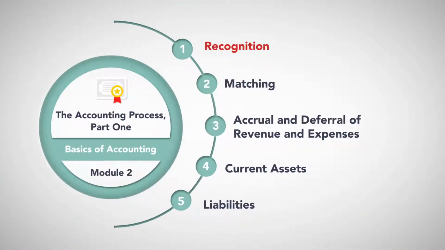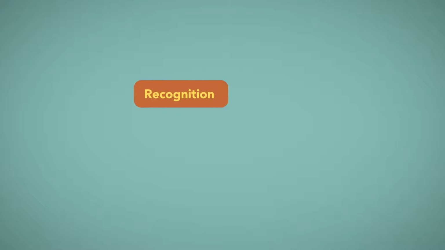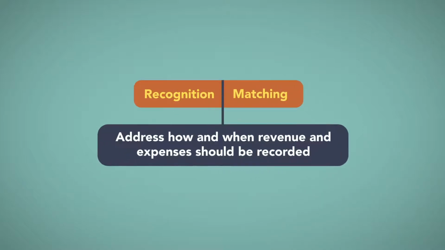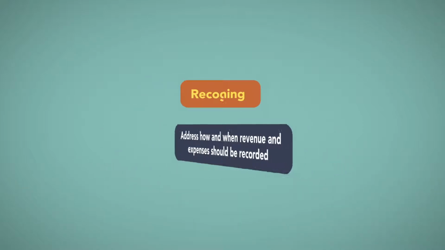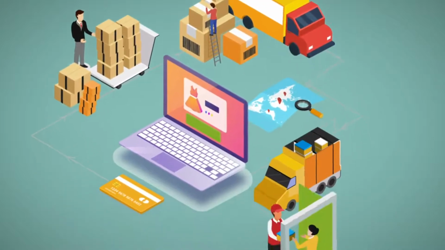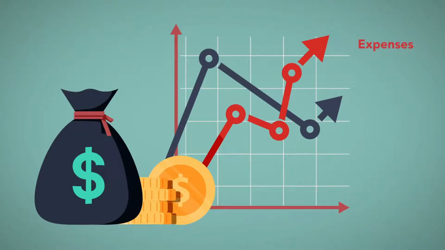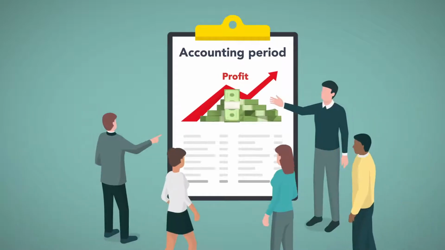Recognition. The twin principles of revenue recognition and matching address how and when revenue and expenses should be recorded. Revenue could be recognized when an item is ordered, produced, shipped, or received by the purchaser. The rules of accounting require that the revenue's associated expenses be matched with the recording of the revenue. A business can thus determine its profit for a given accounting period.